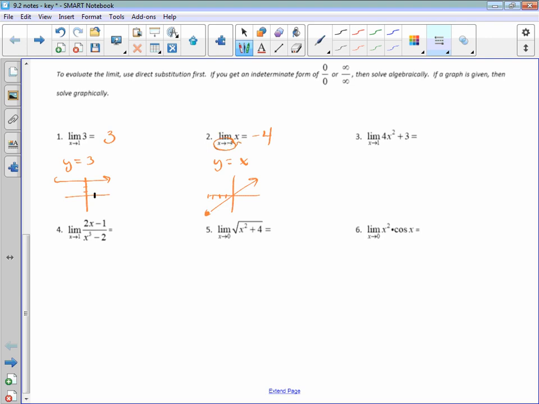The issues you run into is we can't divide by 0. You can't have 0 over 0. So those we have to do a little bit of algebraic manipulation, but other than that, it's just plug it in. So let's look at 3.